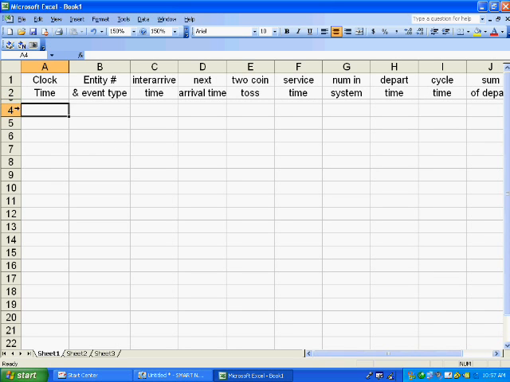Okay. I'm going to move that up so I can see the difference between my headings. I made that a little bit small. That's the only reason. So I'm going to start on A4.